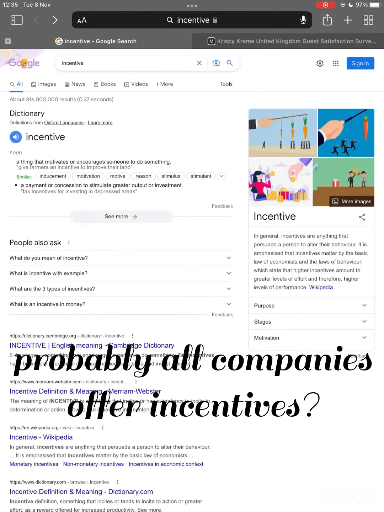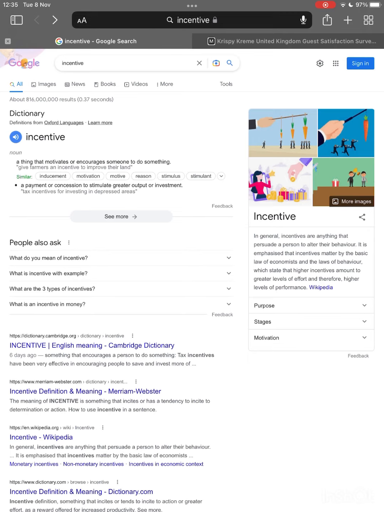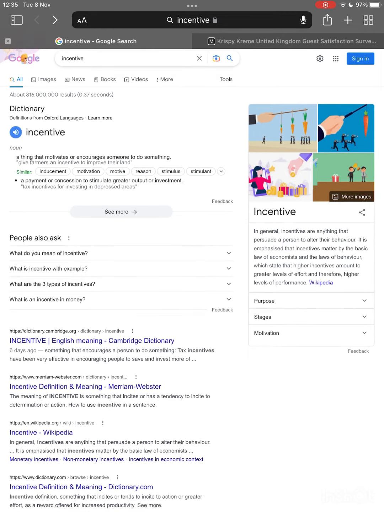and customer retention. So an incentive is a thing that motivates or encourages someone to do something, or a payment or concession to stimulate greater output or investment.